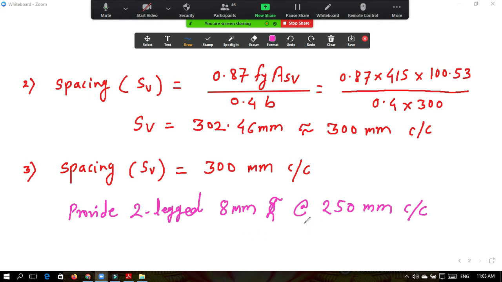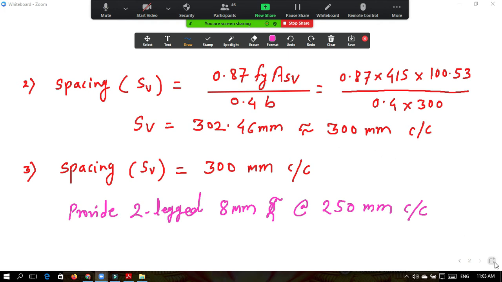Why is this shear reinforcement required? Because our nominal stress, that is tau v, is greater than tau c. That is why we need to provide this shear reinforcement. Now after this, we should take the check for development length. There is no need to check deflection in the case of beams, as it will always be safe. This is our last check.